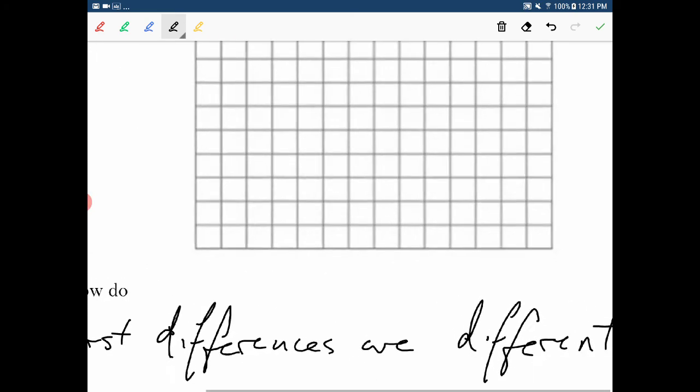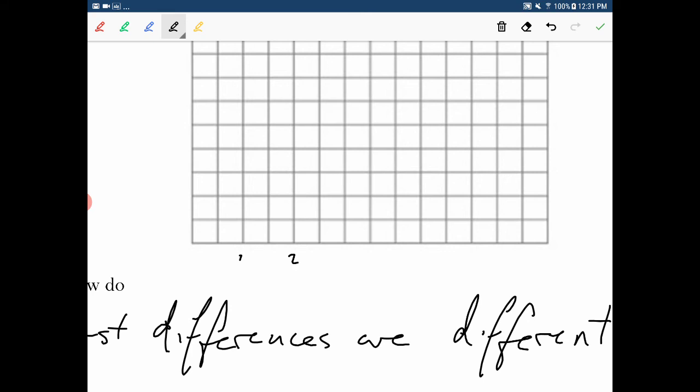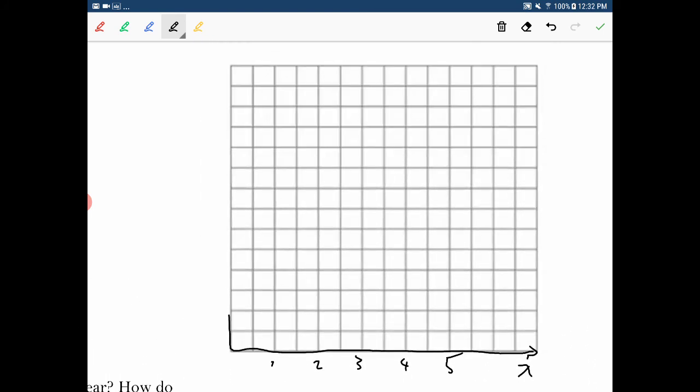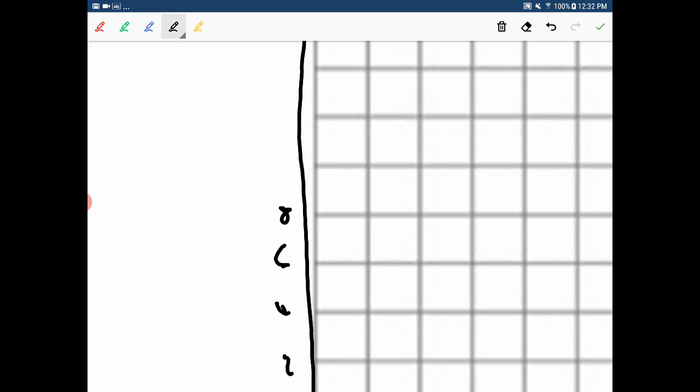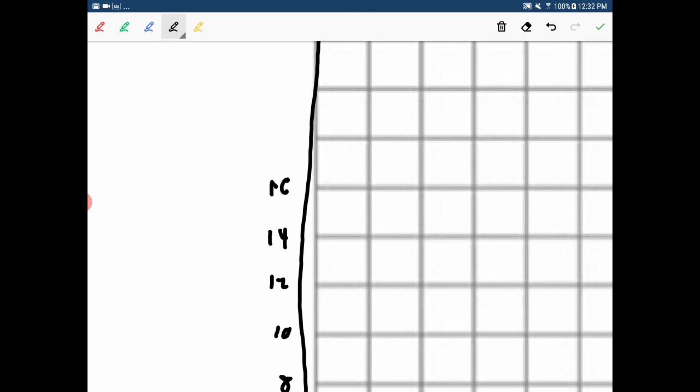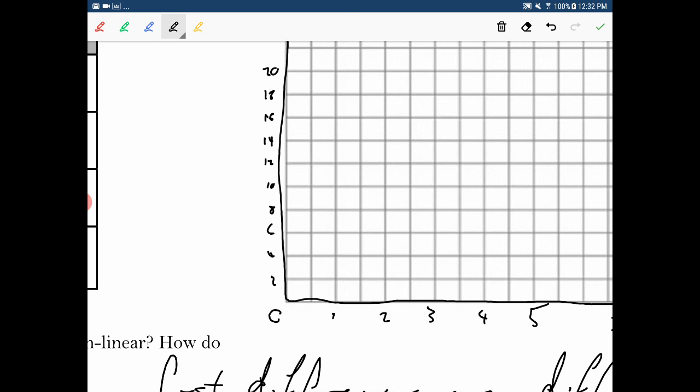And we're going to graph this just to see what it looks like. I'm going to go 1, 2, 3, 4, 5. That's our x. And then we'll do our y, and I'm going to go up by 2s. So I'm going to go 2, 4, 6, 8, 10, 12, 14, 16, 18, 20. I'm going to zoom in so those are actual numbers instead of scribbles. So we already know this is nonlinear because we already did that.